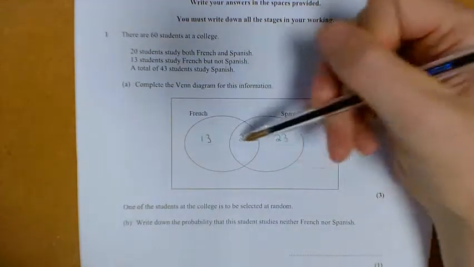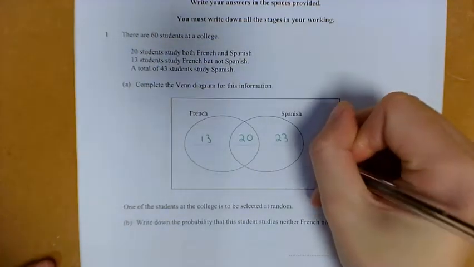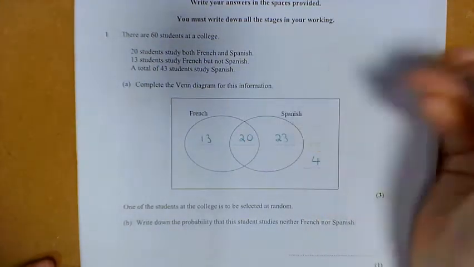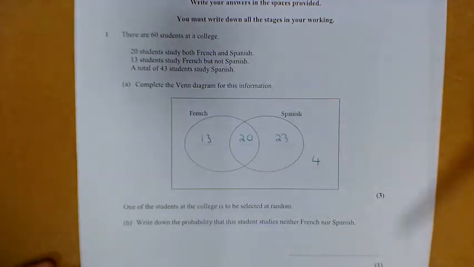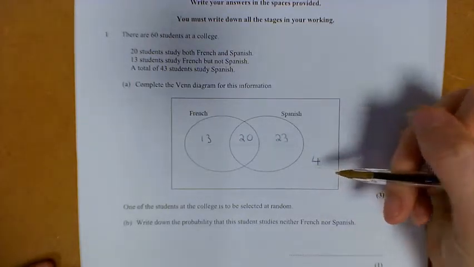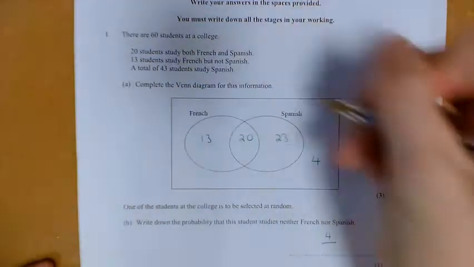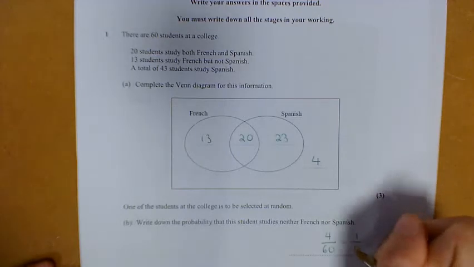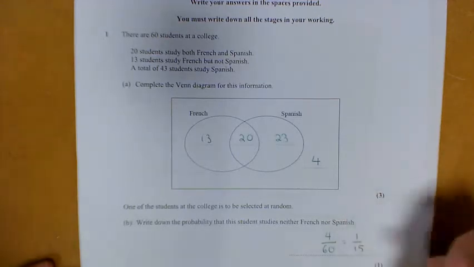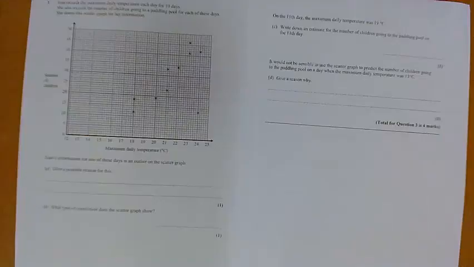That makes 56 students. And we know that there are 60 altogether, so that means there are 4 students who do not study French or Spanish. One of the students at the college is to be selected at random. Write down the probability that they study neither French nor Spanish, so that's these 4 students here, and it's 4 out of, we're only picking from all of the students, so it's just out of 60. That would simplify to 1 over 15. If you did that, great, that's also acceptable, but you didn't need to simplify it as it didn't ask you to.